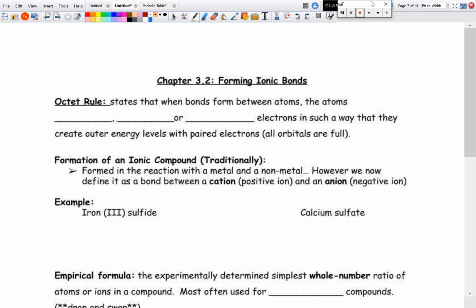Alright, so welcome back. Today we're just going to be looking at the formation of ionic bonds. Now, we kind of touched on this rule, and I might have mentioned it when you did Science 10, is that bonding tends to follow something called the octet rule. It states that when bonds form between atoms, the atoms either gain, lose, or share their bonding electrons in such a way that they create outer energy levels with paired electrons.